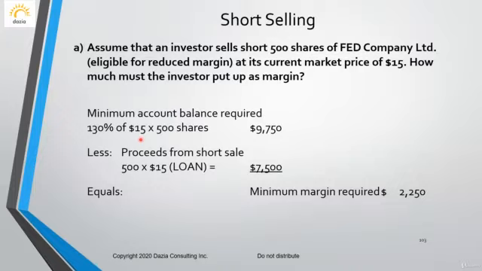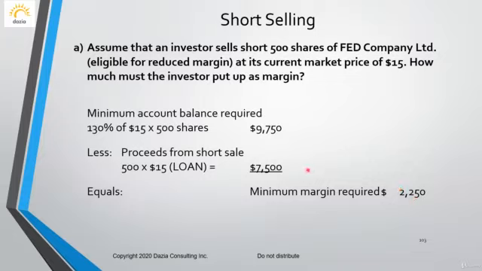Yes, that is the minimum account balance that needs to be maintained in the account. This is 30% more than the $7,500, right? Now, what is the loan they got? They actually got a 7,500 loan, which is the money from the company, which was 500 times $15. Now, what is the difference? It means the client needs to put in $2,250. This is the requirement for the short sale, that the client needs to put in this amount in order to maintain this margin, right?